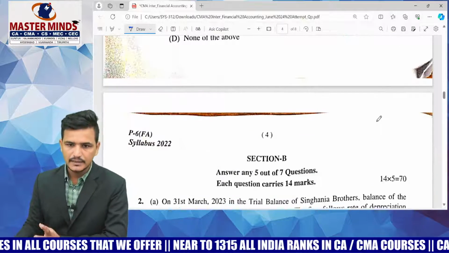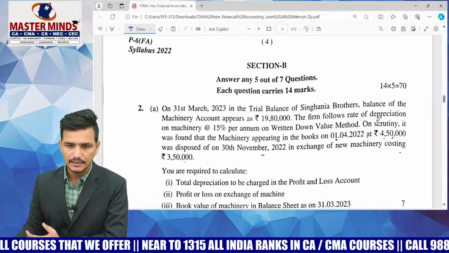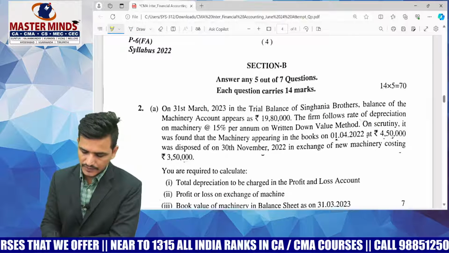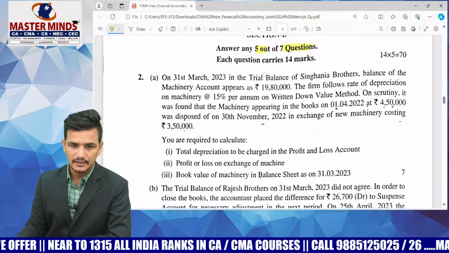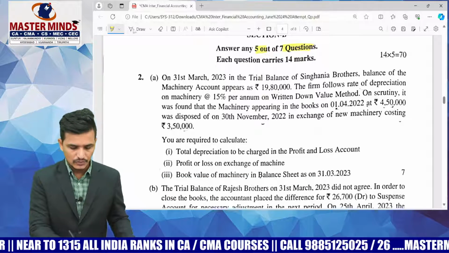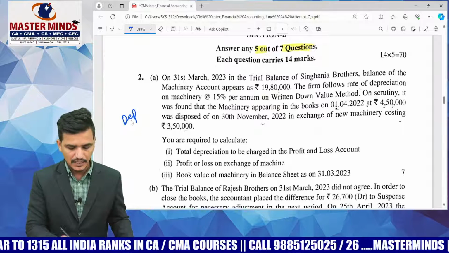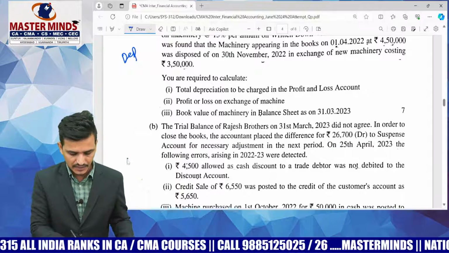So this is the part related to MCQs, and next, coming to section B, you know that in section B, out of 7 questions, we are required to answer 5 questions. The question number 2 is related to foundation chapters only. 2A is related to depreciation and 2B is related to rectification.